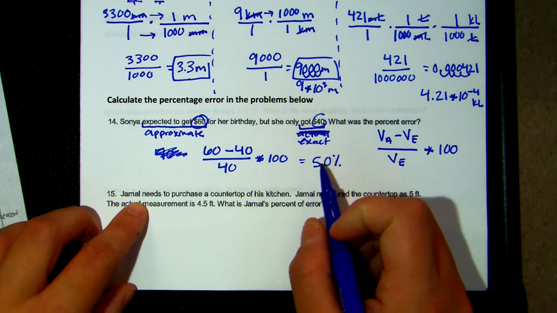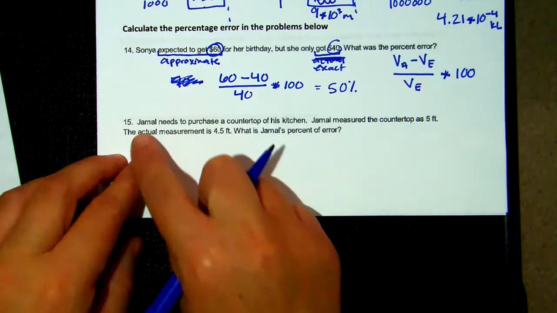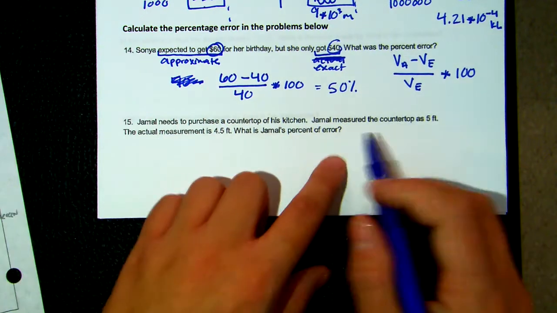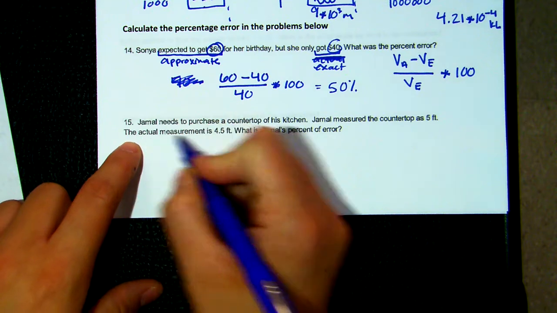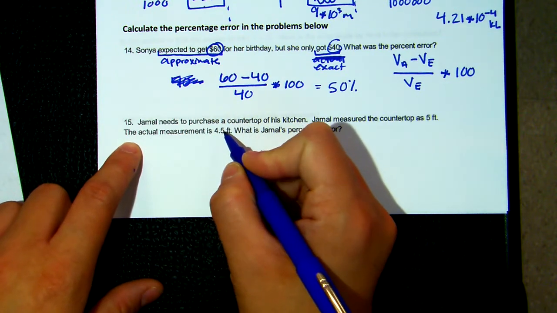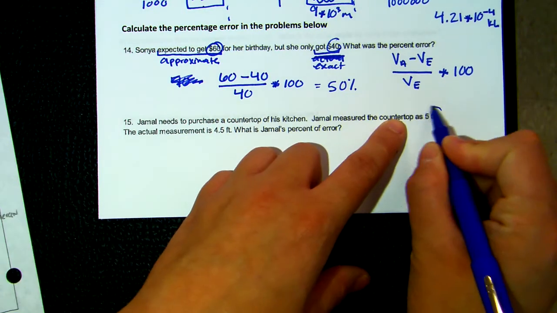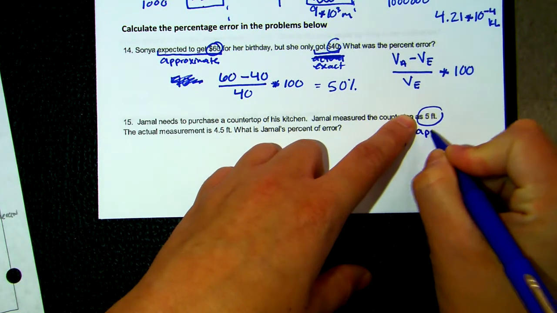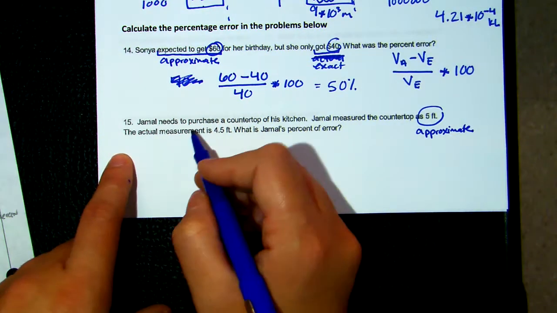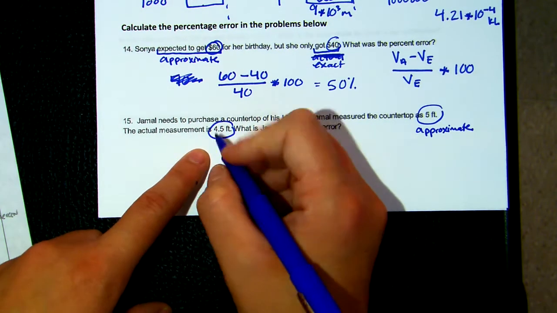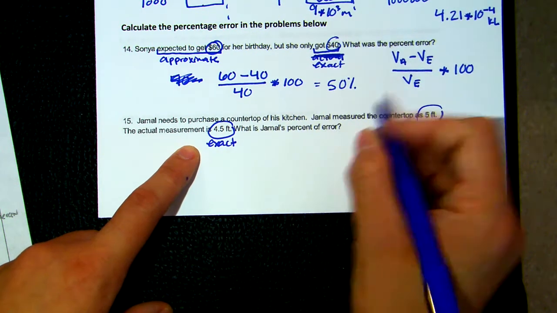So we should end up with 50%. Okay? This next one, it says Jamal needs to purchase a countertop in his kitchen. Jamal measured the countertop as 5 feet. The actual measurement is 4.5 feet. So he measured it, which is going to be his approximate value. This is your approximate value. Okay, the actual measurement is 4.5 feet. This is your exact. Okay, what is his percent error?